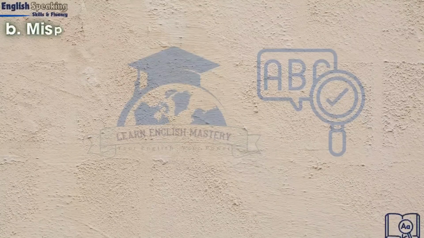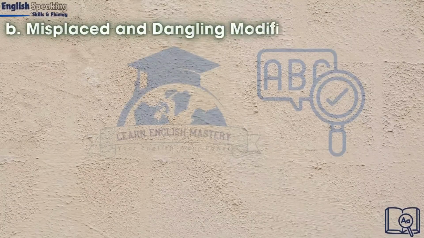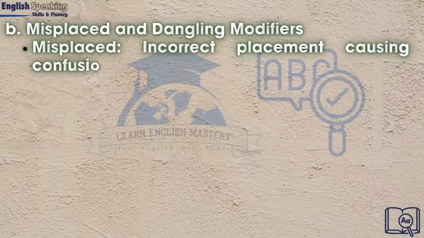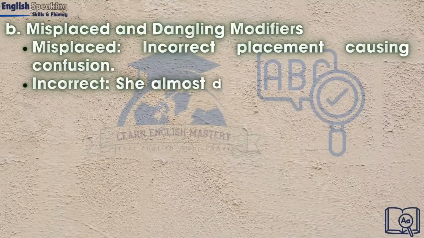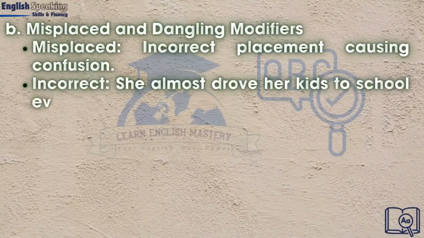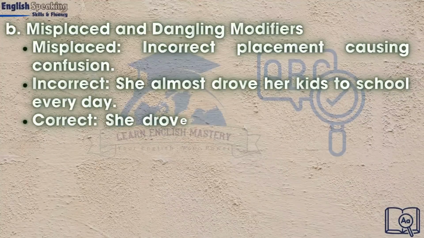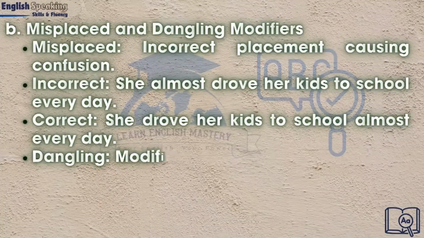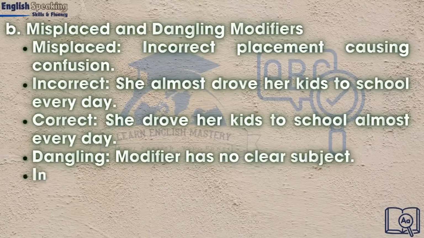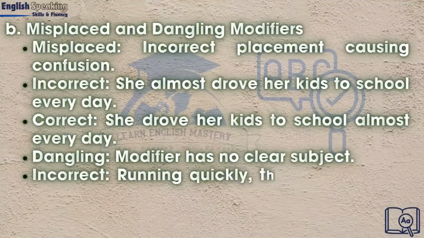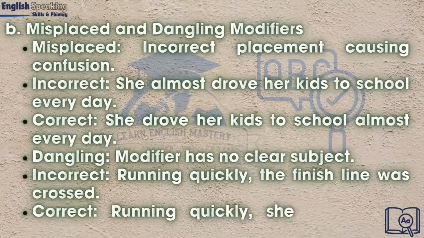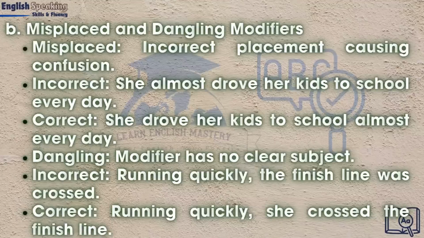B. Misplaced and dangling modifiers. Misplaced: incorrect placement causing confusion. Incorrect: she almost drove her kids to school every day. Correct: she drove her kids to school almost every day. Dangling: modifier has no clear subject. Incorrect: running quickly, the finish line was crossed. Correct: running quickly, she crossed the finish line.